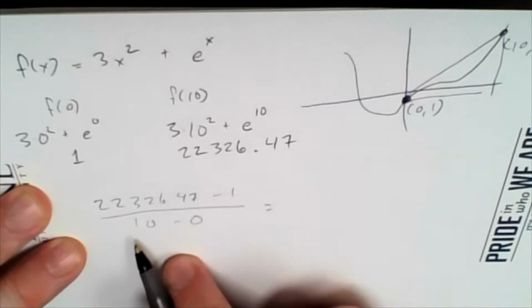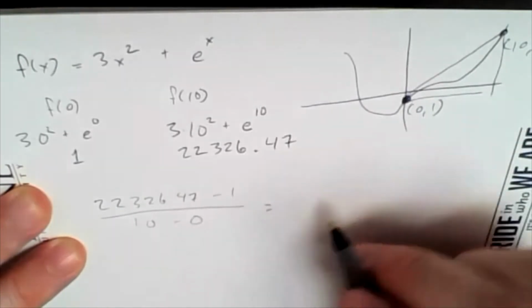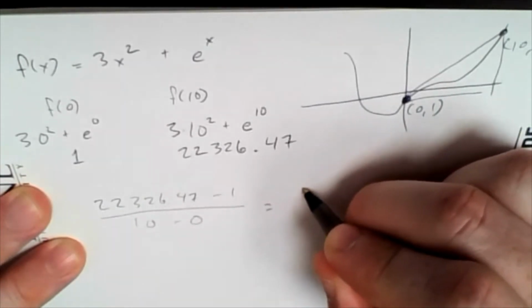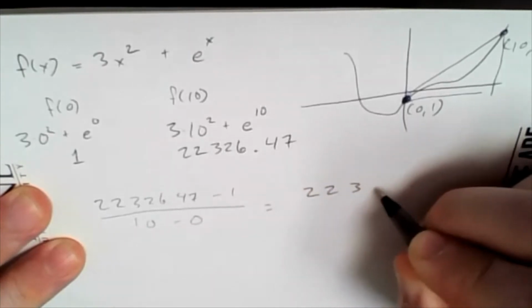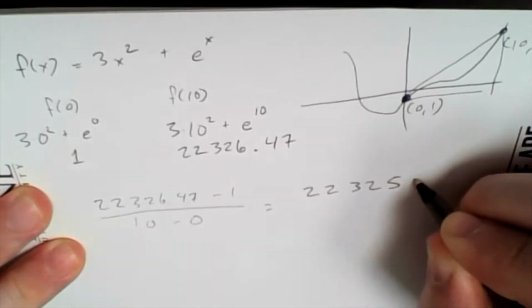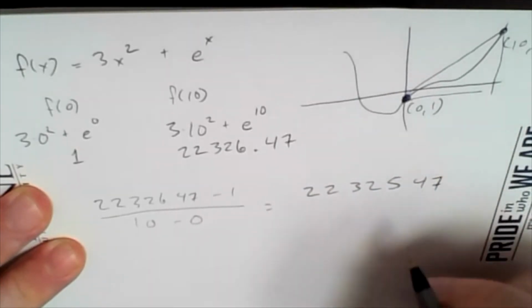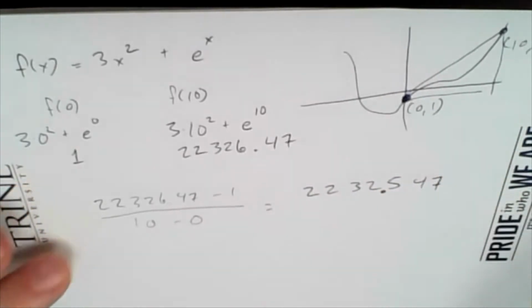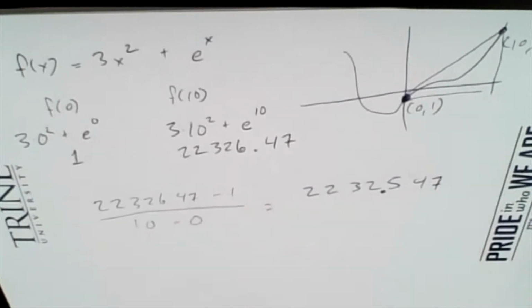And the very nice thing about dividing by 10 is that I just need to move the decimal. So I have 22, 3, 2, 5, 4, 7. Because I divided by 10, I move the decimal over. Now I've got 2200 and change.